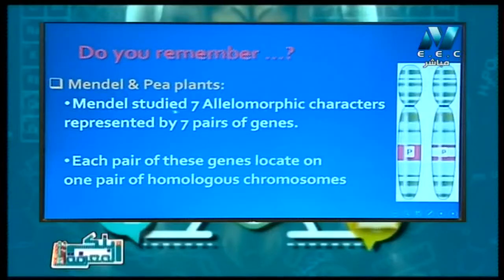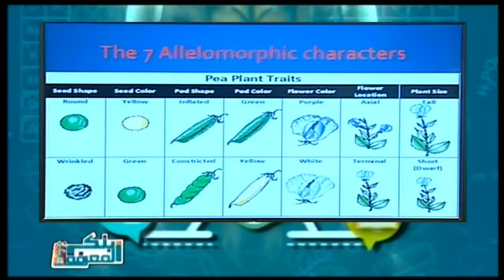Mendel studied 7 pairs of allelomorphic characters represented by 7 pairs of genes. So each pair of genes is located on 1 pair of homologous chromosomes, like this picture.